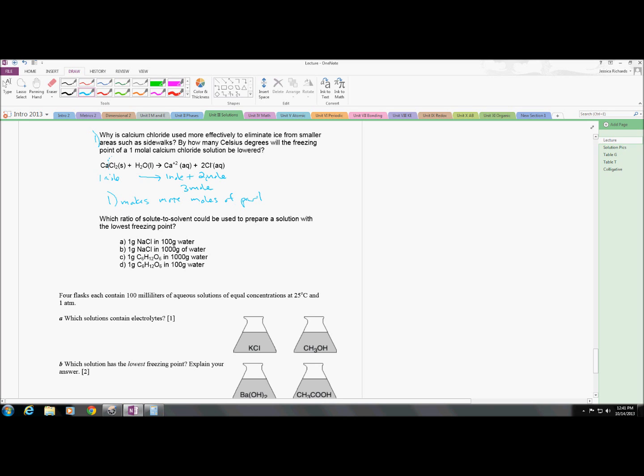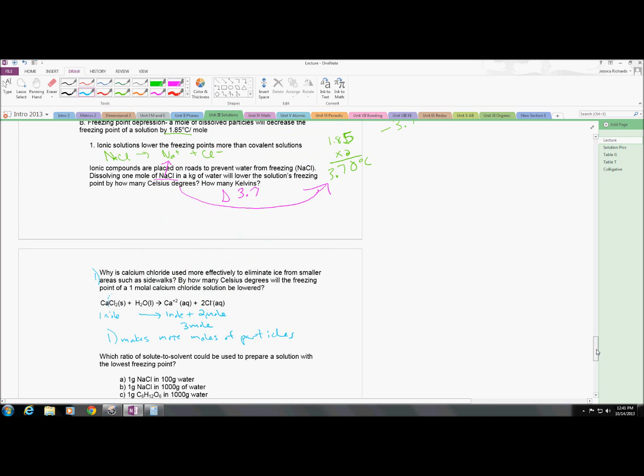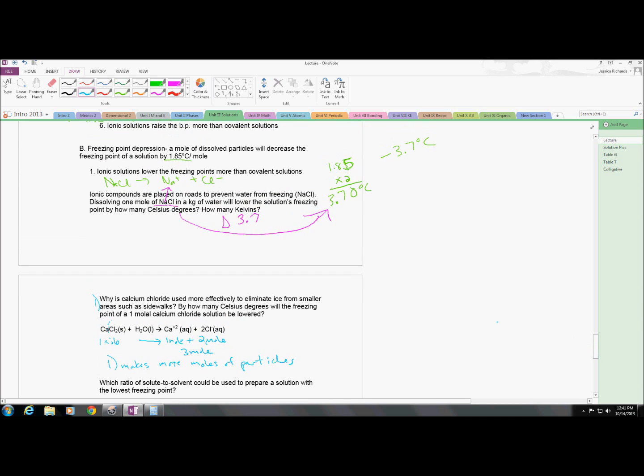And part 2 wants to know how much it would lower it by. They no longer put this freezing point depression number on your reference table. So if they want you to do this question anymore, they're going to have to tell you it's 1.85. Don't feel like you have to memorize that because you don't.